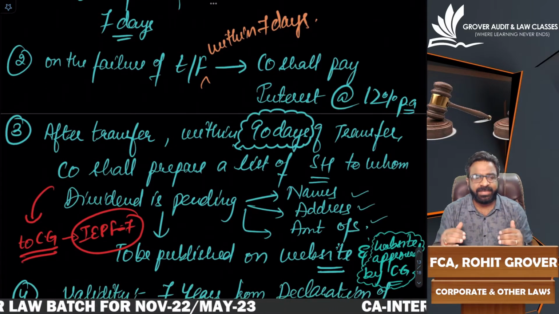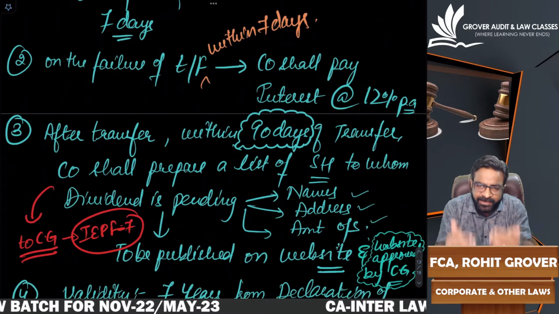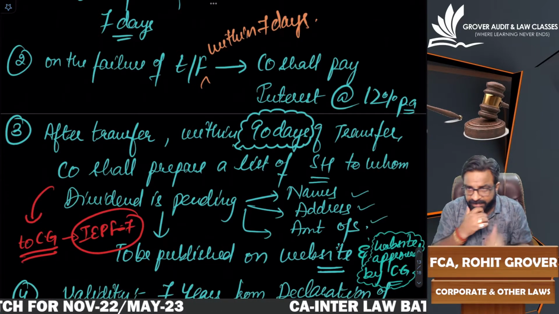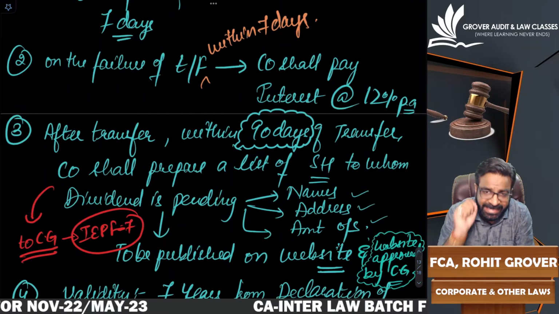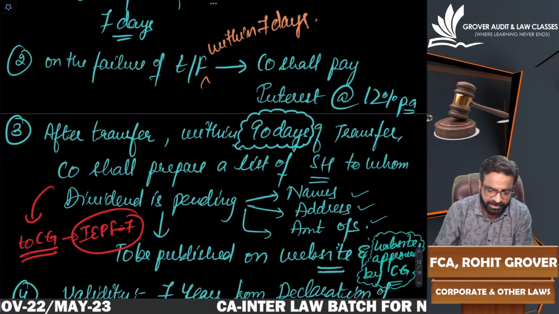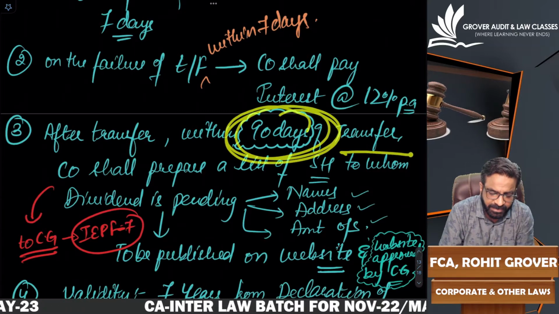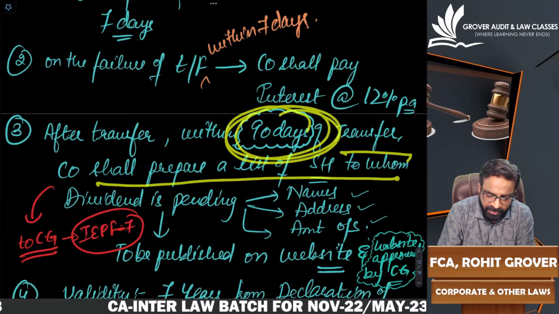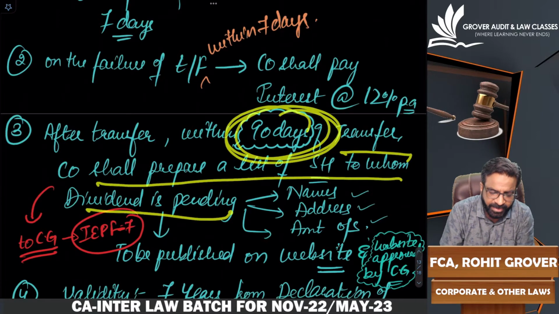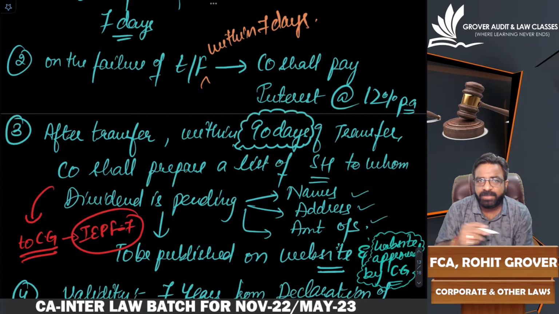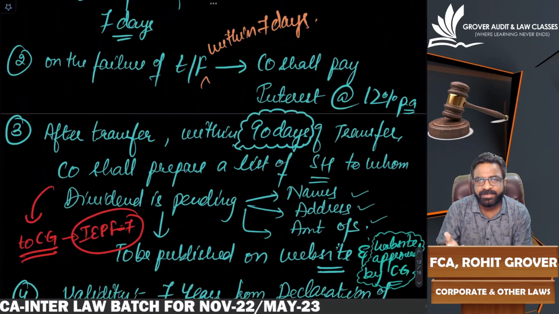Now, let's imagine, Ummel, we have already transferred it. Within 90 days of transfer, what is the next provision? Within 90 days of transfer, company has to prepare one list of the shareholders to whom the dividend is pending. Now tell me, 2.5 crores is not the company's money, it is a dividend amount.